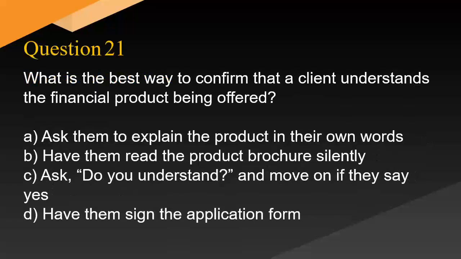What is the best way to confirm that a client understands the financial product being offered? A. Ask them to explain the product in their own words. B. Have them read the product brochure silently. C. Ask, "Do you understand?" and move on if they say yes. D. Have them sign the application form.